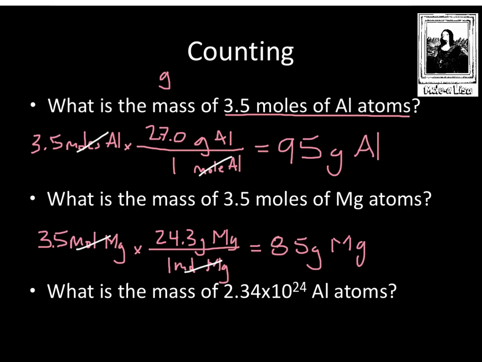And so you're going to notice here, back in the last slide, we showed that 3.5 moles of aluminum and 3.5 moles of magnesium is the same amount of atoms, but they're different masses. And it's because it looks like aluminum is larger than magnesium. And so 3.5 moles of aluminum would weigh more than 3.5 moles of magnesium.